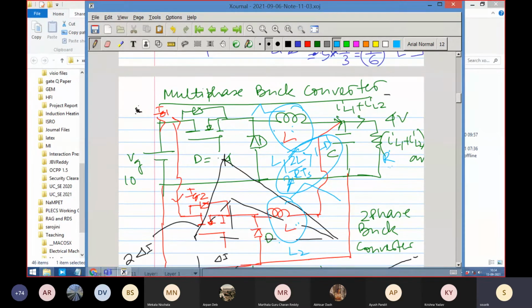Yes, tell me. Like you said, if I choose two different values of inductor, and one is in continuous mode and the other is in discontinuous mode, then what will happen to the output voltage? One will try to set the output voltage to D by D plus D2, and the other will try to set it to D VG. It's a good question, but the output voltage cannot be two different values.